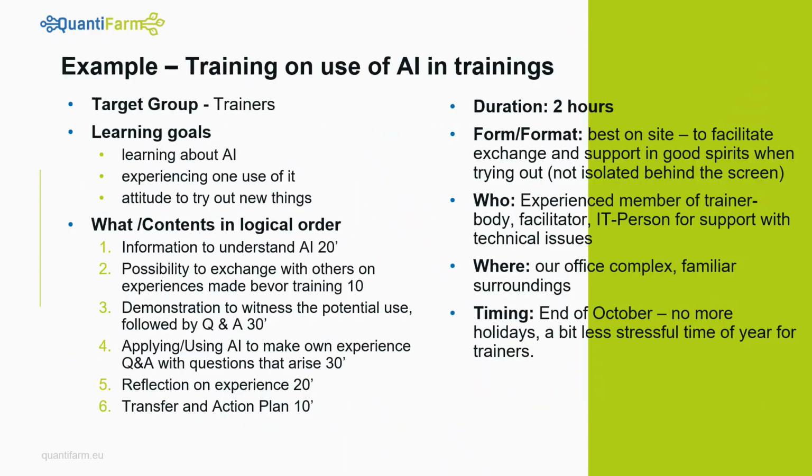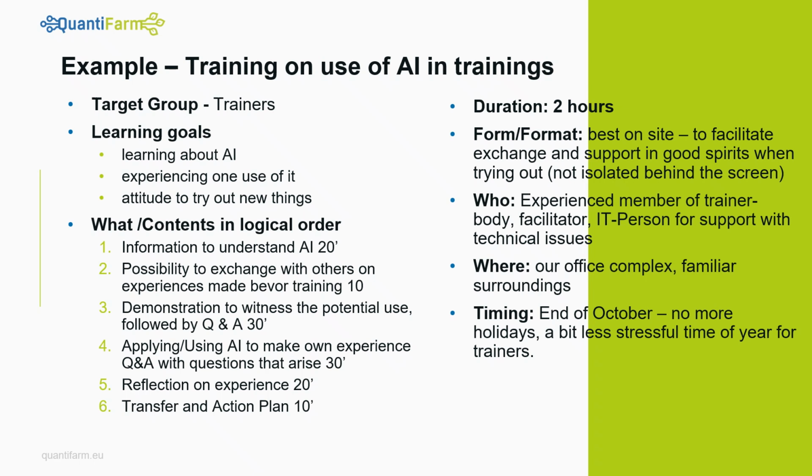Now I've talked about many things, so let's look at an example. The example would be a training for trainers, but more a methodological training for trainers. So the target group would be trainers. Learning goals would be learning about AI, experiencing one use of it, and then to get into an attitude to try out new things.